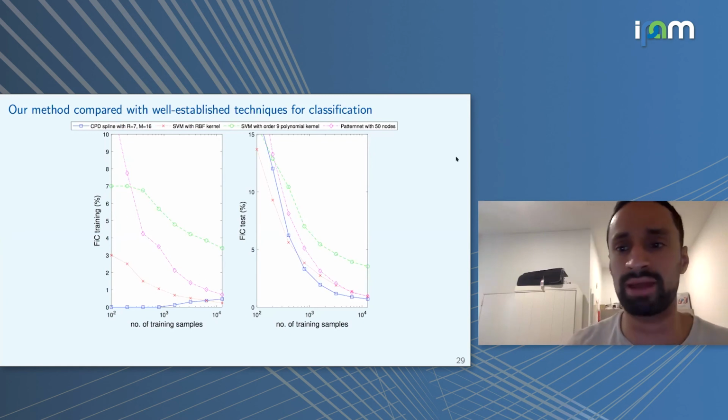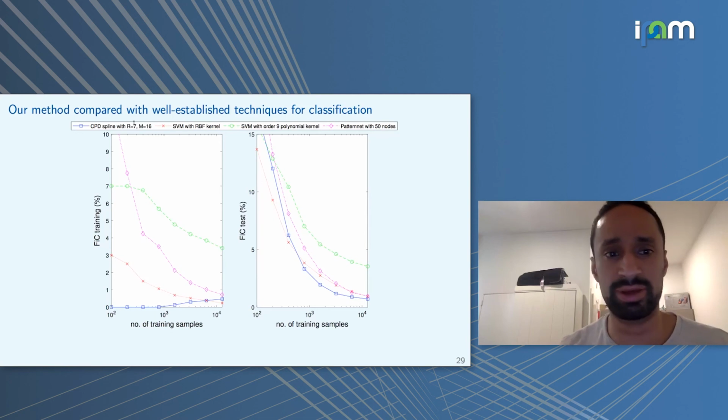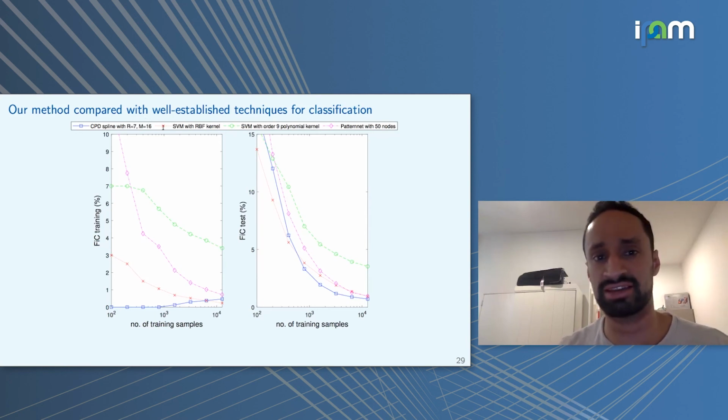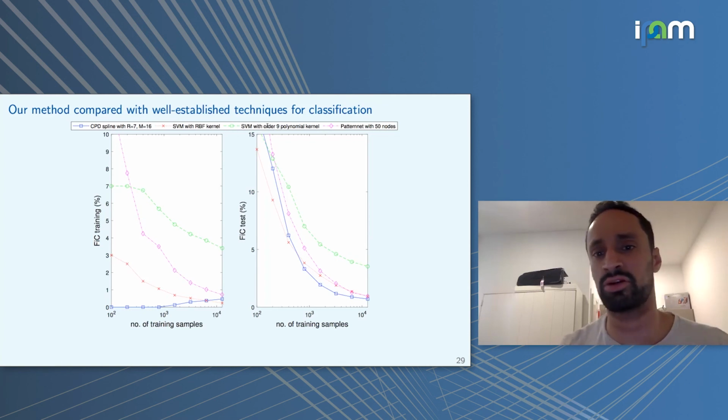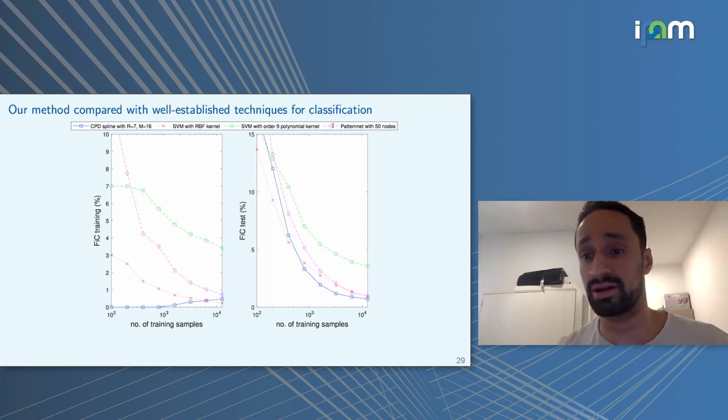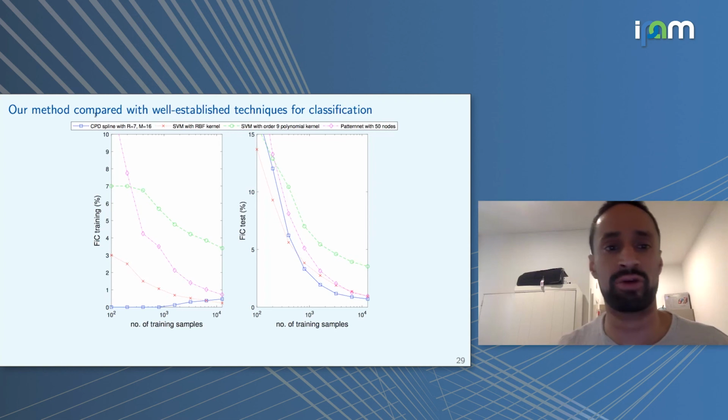So we did it for 4 methods. First, our method with 7 rank 1 terms and keeping m equal to 16. Then we took support vector machines with the radial basis kernel, and support vector machines with an order 9 polynomial kernel. And finally, a single layer neural network with 50 nodes, which roughly amounts to the same number of parameters as our method with rank 7 and m equal to 16.